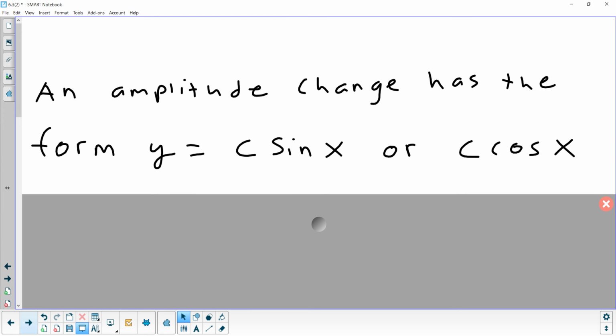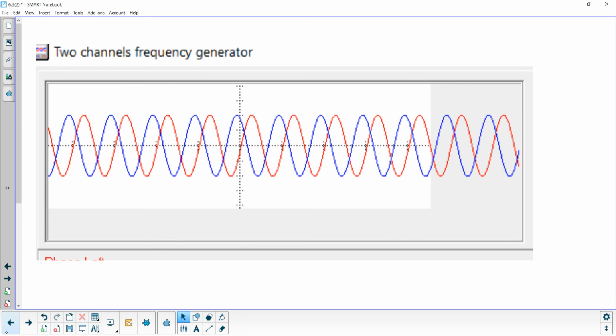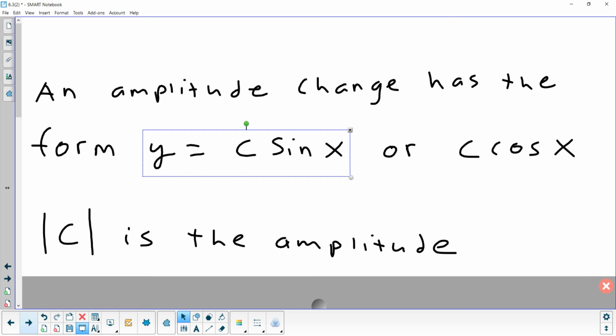There's two places you can multiply. You can multiply in front of the function, or you can multiply inside the argument. A vertical stretch, or you can also call it an amplitude change, is multiplication in front. And if I give you an equation and specifically say, what is the amplitude? All you have to do is take the absolute value of the number in front. The only time you take the absolute value is if I ask you what's the amplitude.